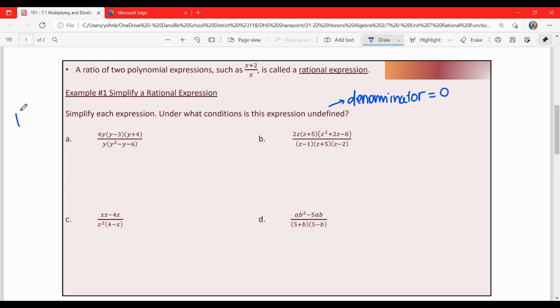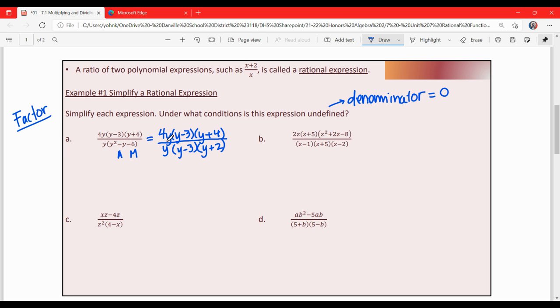Always try to factor as much as you can at the beginning. It'll make your life a lot easier. So I'm going to leave on top the 4y, the y minus 3, and the y plus 4. On the bottom, I'm going to leave the y alone, and then factor y squared minus y minus 6. That means you want to find two numbers that add to give me -1 and multiply to give me -6. So that would be -3 and +2.